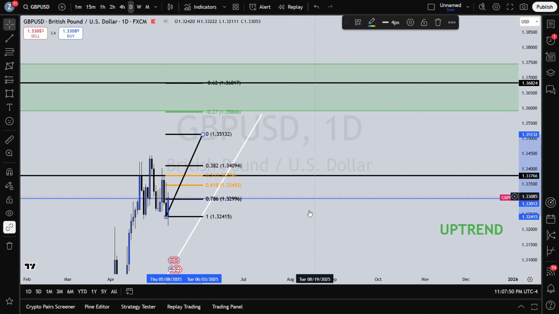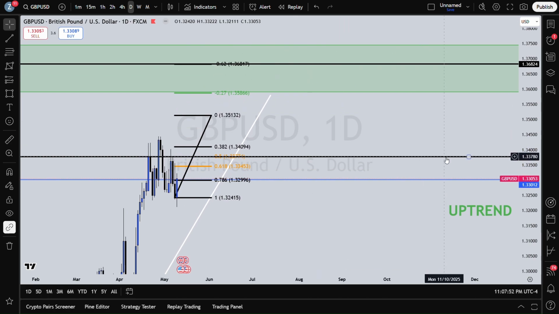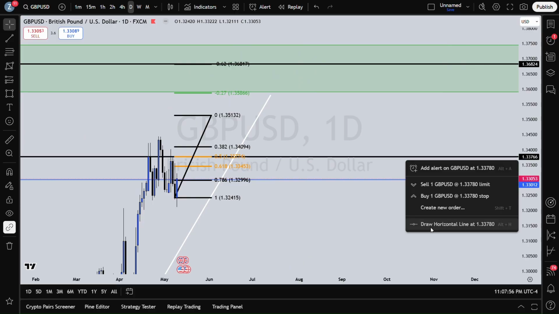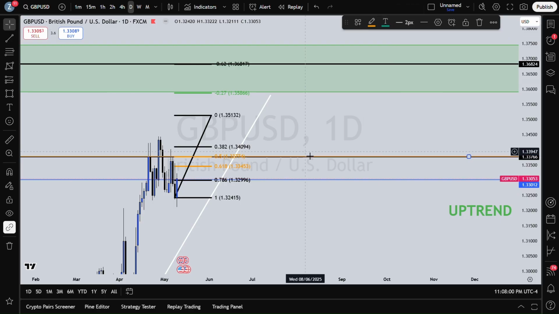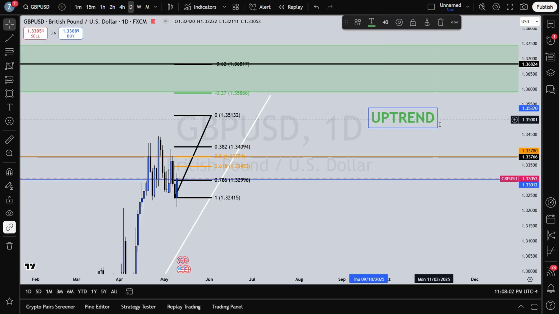I love when my fib tool aligns this way. As you can see, there is already a key level here. This just gives me double confirmation that this is going to be an important price point, that price is for sure going to come to this level. So I love seeing when my key levels line up with my fib tool, whether it be an entry or my take profit levels.